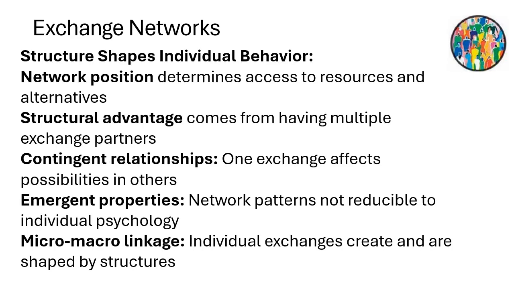Exchange networks demonstrate how structure shapes individual behavior in concrete ways. An actor's position in the network determines their access to valued resources and alternative exchange partners. Those with multiple partners have structural advantages over those with fewer options. Relationships are contingent. What happens in one exchange affects possibilities in others. Networks develop emergent properties that cannot be reduced to individual psychology or preferences. This creates a genuine micro-macro linkage where individual exchanges both create and are constrained by network structures. A person's bargaining power in any relationship depends partly on their alternatives elsewhere in the network.